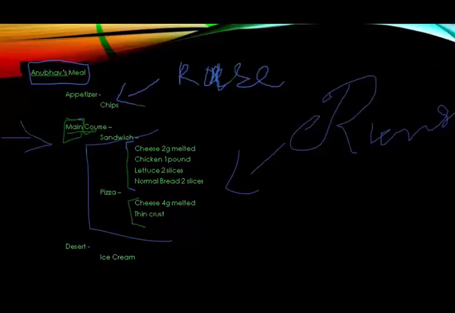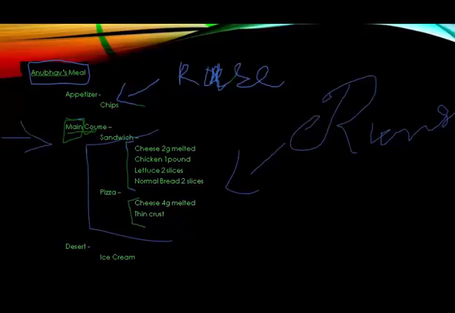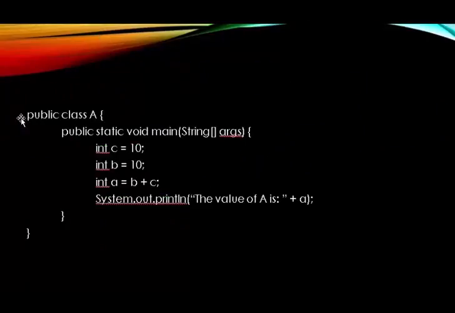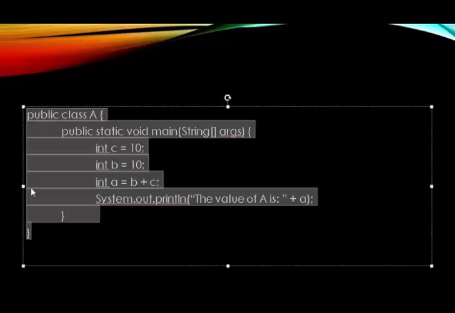Now chips is a part of my appetizer, so again we tab it once. Sandwich is part of my main course, so we tab it once. Pizza is part of my main course, so we tab it once. And ice cream is part of my dessert, so we tab it once. And then the parts of my sandwich and the parts of my pizza, we tab once again. So then we're left with this, which can turn into this, because again, it contains everything.